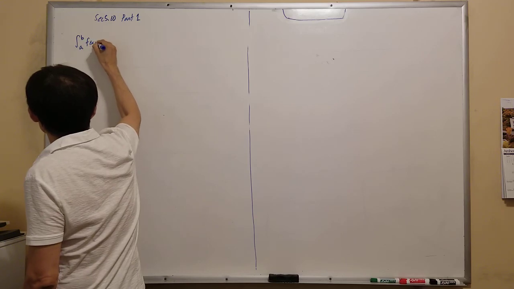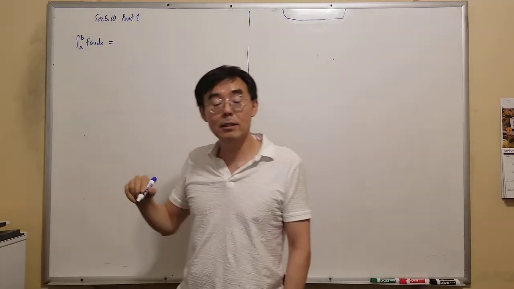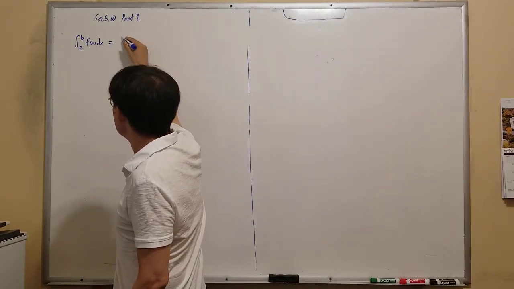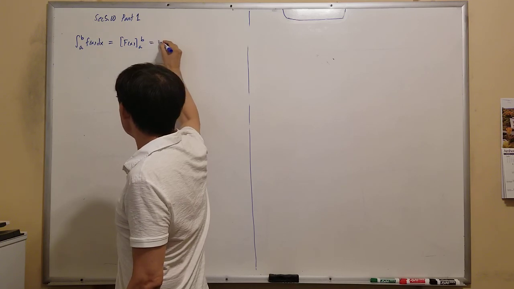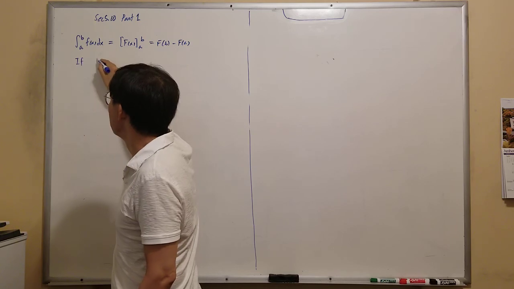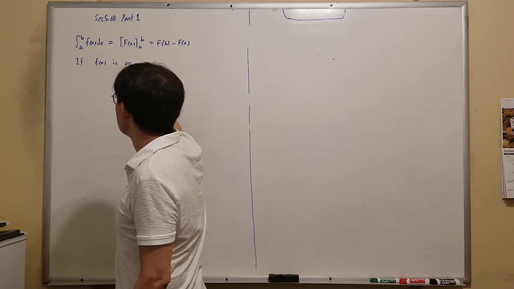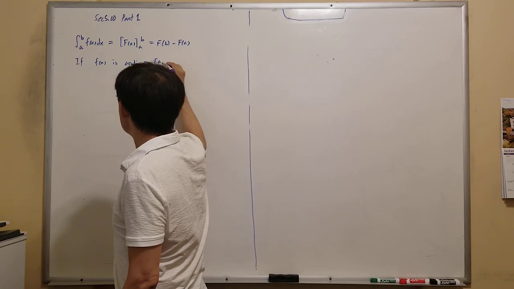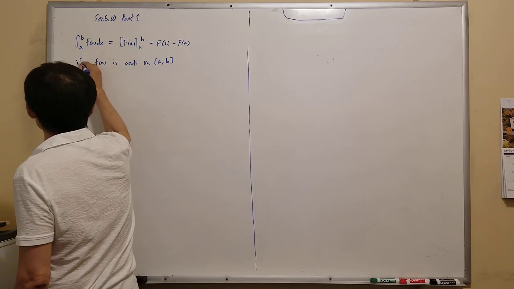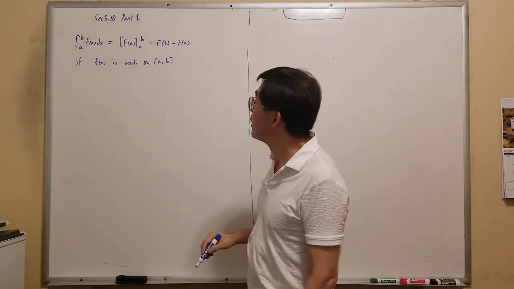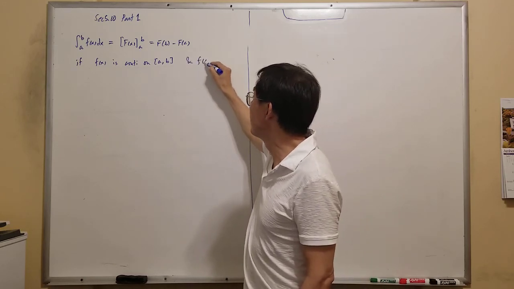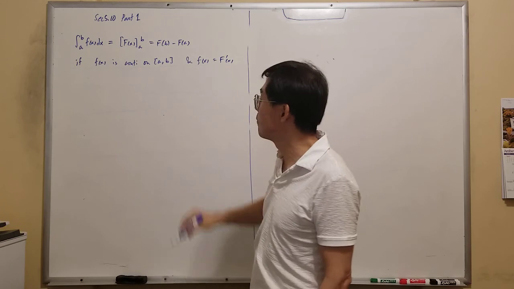You learned about this formula. If you have an antiderivative capital F of lowercase f of x, then the integral is F of b minus F of a, if f of x is continuous on the whole interval, including points a and b, and f of x is the derivative of capital F of x.